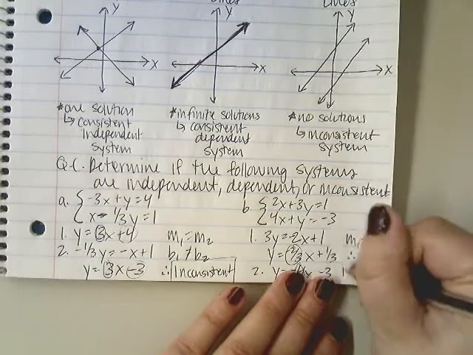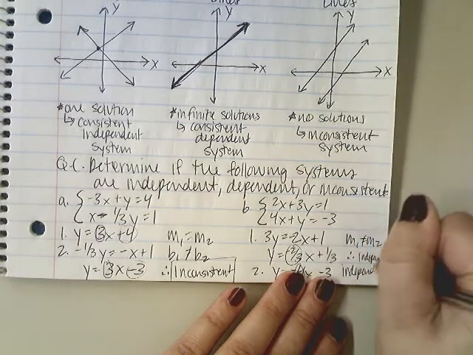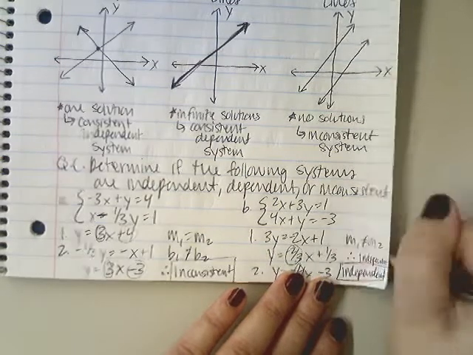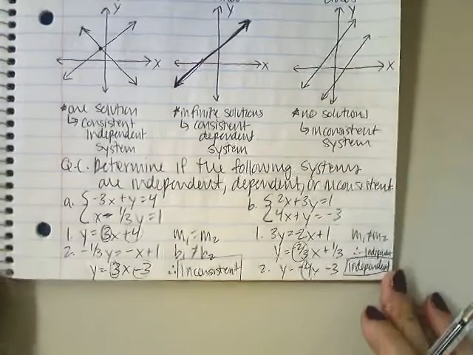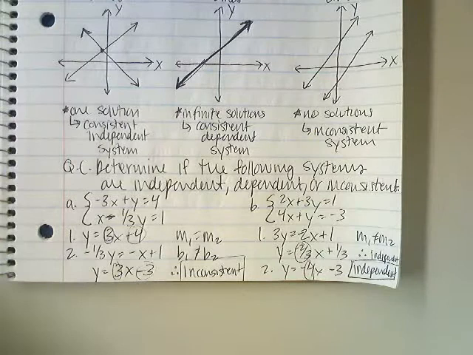If you can't read that, I'll write it a little larger. Independent systems for the second one since they have different slopes. All right, that's all for now. Make sure you write down any questions, comments, concerns you have so we can go over them together in class.